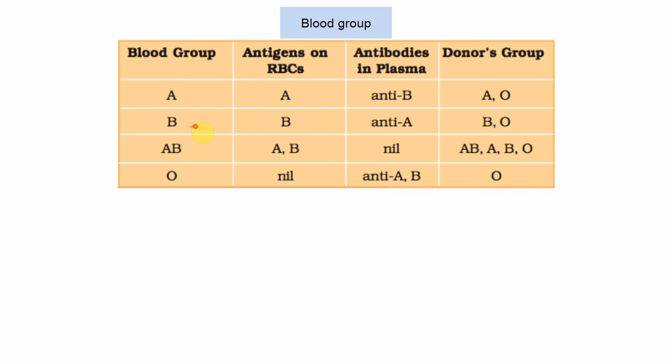And next is the blood group B. In the person who is having a B blood group, you can see that the antigen on the RBC surface is again only B, and the antibodies in the plasma are antibody A.